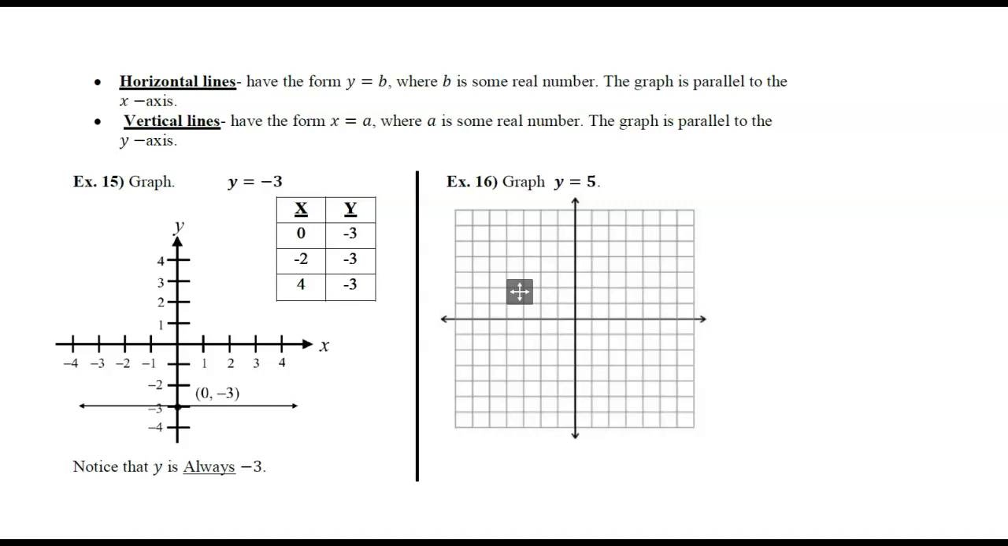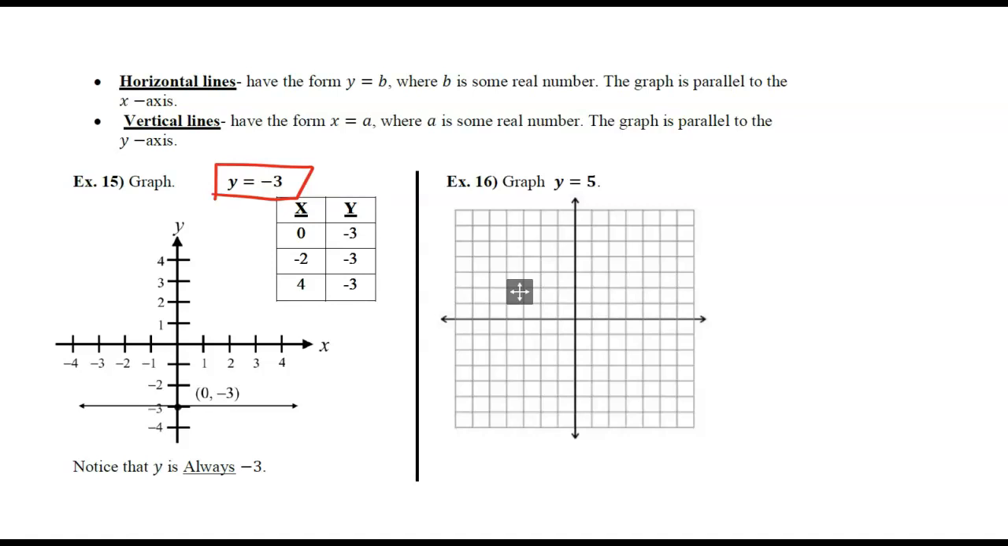You could also look at it in a chart as shown here. No matter what x equals, 0 or -2 or 4, y will always equal -3. And so that can help you plot a few points if it's hard to remember that it should be a horizontal line.